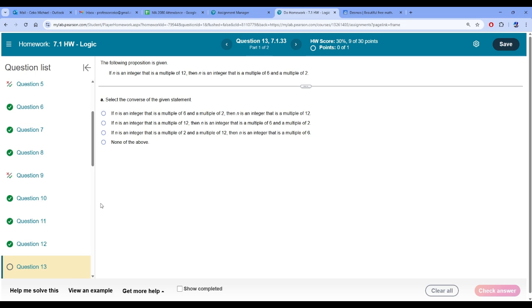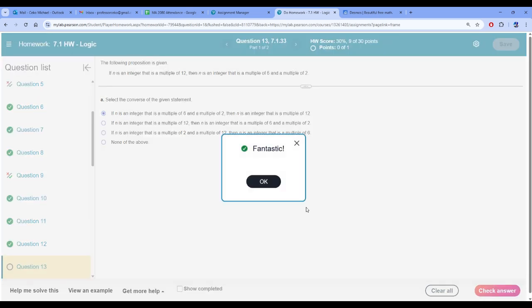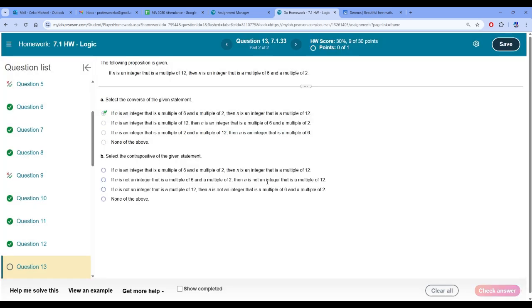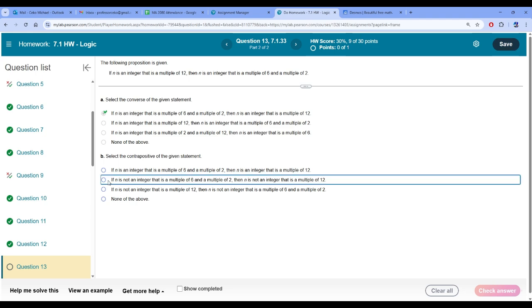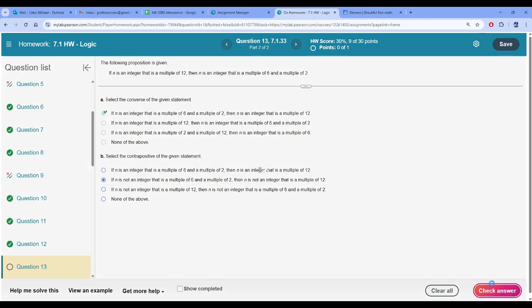Alright, if n is an integer that is a multiple of 12, then n is an integer that is a multiple of 6 and a multiple of 2. Select the converse. If n is an integer that is a multiple of 6 and 2, then it is a multiple of 12. The contrapositive: if it is not a multiple of 6 and 2, then it is not a multiple of 12.